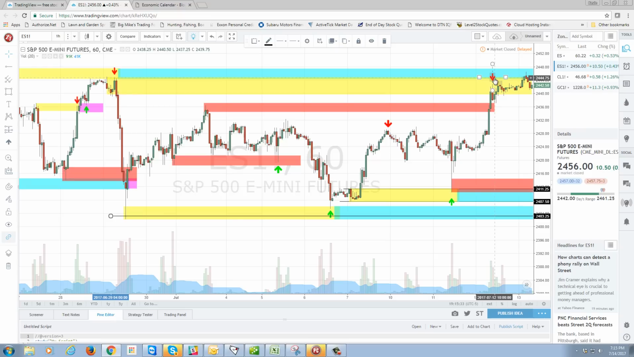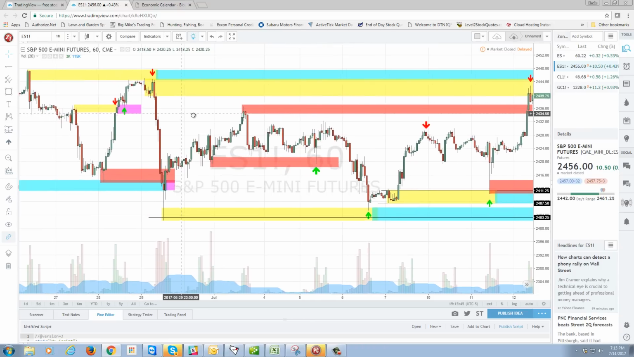Okay, or depending on how it's moving, I may not even take it at all. Your best trades are always going to be against the yellow zones, the fresh zones. Okay, this is really kind of marginal right here.